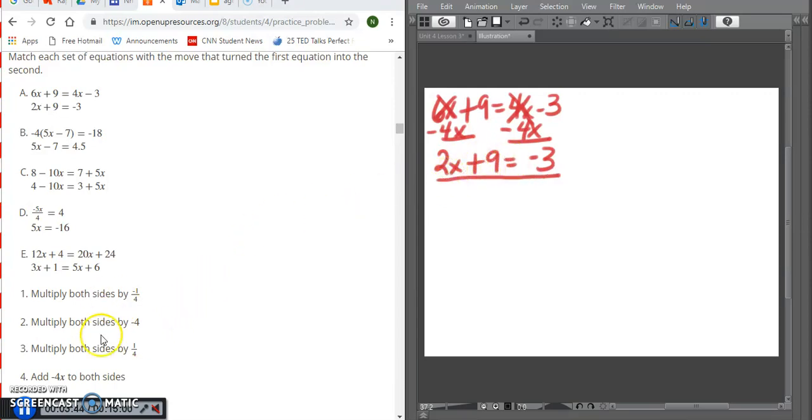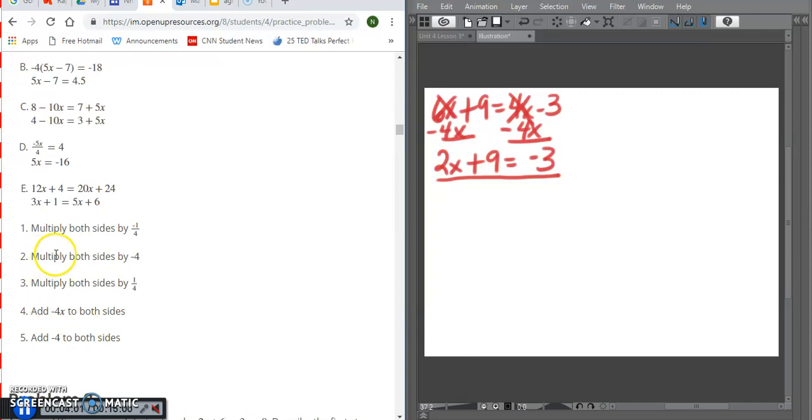And so when I go down here to pick a step that I used, there's no step that says subtract 4x. Remember, SADMAP is the opposite inverse. The opposite of subtract is add. So it's either going to be 4 or 5 that I pick, because both of those say add. 1, 2, and 3 all say multiply. So I'm either going to add negative 4x, or I'm going to be adding negative 4.